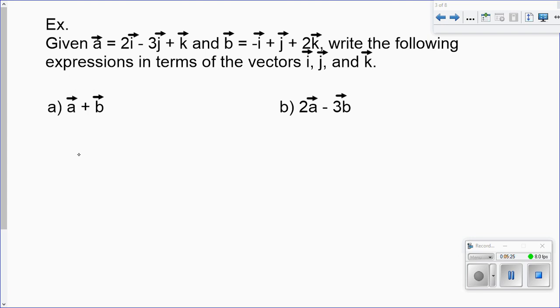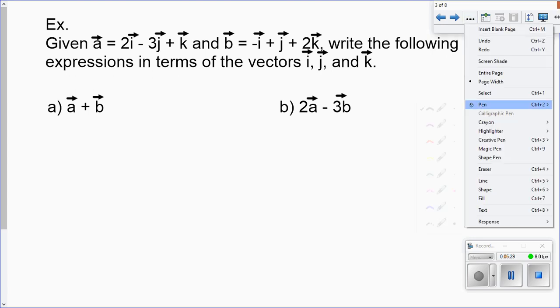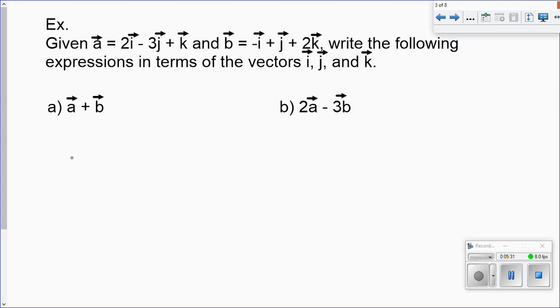All right, so let's do a here. I'm going to just change colors. All right, a is a plus b. Okay, I've told what a is. That's 2i minus 3j plus k.